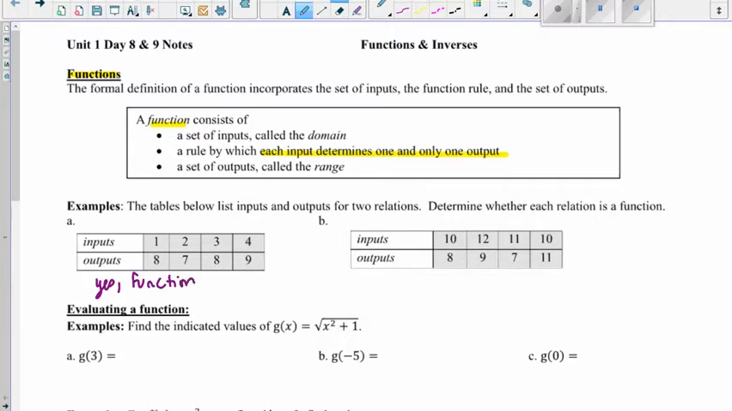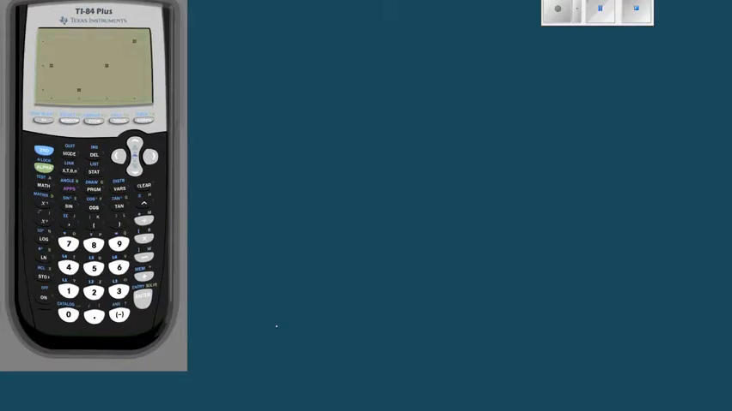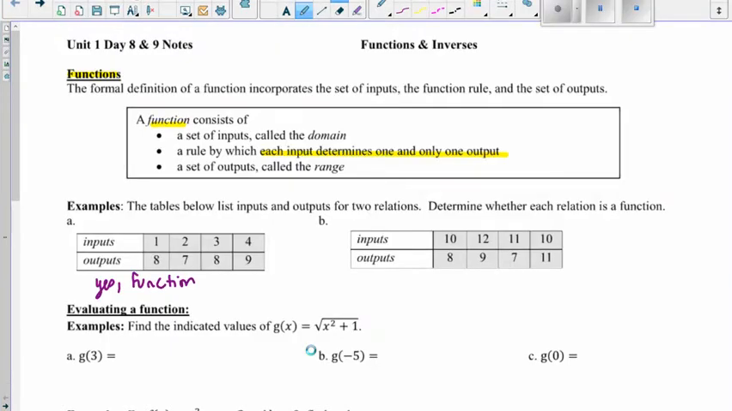And you can also confirm that by looking at the graph. If I were to graph it, you would get something like this right here. And of course, this would pass the vertical line test for each of these 4 points that we have. So that also confirms that it is a function.